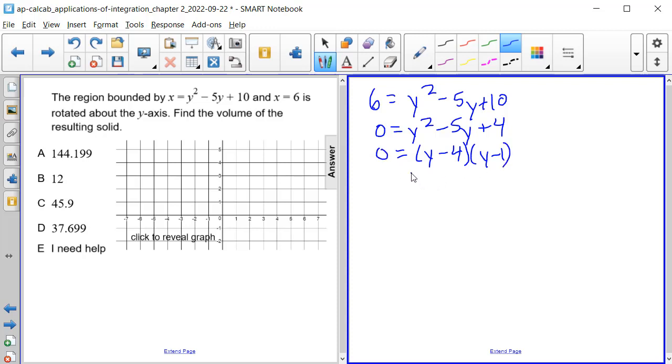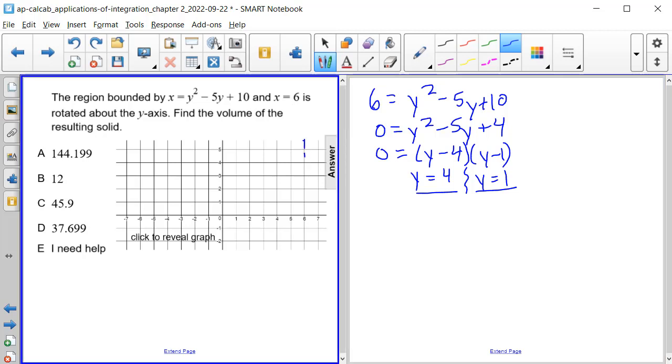If we set them both equal to 0 and solve, that means the y values for the upper and lower bounds of integration are going to be y equals 4 and y equals 1. This also tells us that because we have x equals 6 as one of our equations, this line is going to intersect our horizontal parabola when y is 1 and y is 4. So this will be one point of intersection, and this will be the other. Okay.